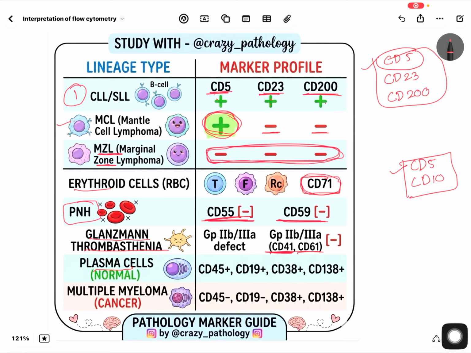Okay, then what is the plasma cell marker? Normal one, that is CD45, CD19, CD38, CD138. So in multiple myeloma, CD45 and CD19 are negative, while CD38 and 138 are positive. So the most important slides are this: multiple myeloma, then Glanzmann thrombasthenia, then you should know about PNH, then you should know about marginal, mantle cell, and SLL.